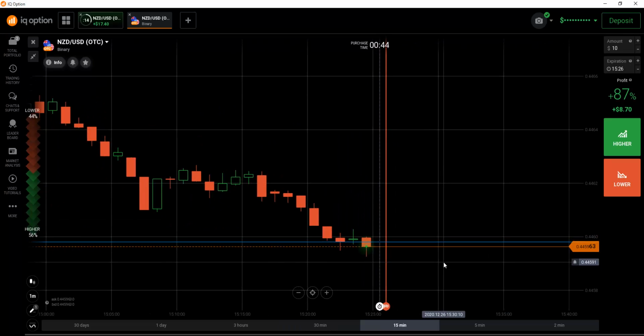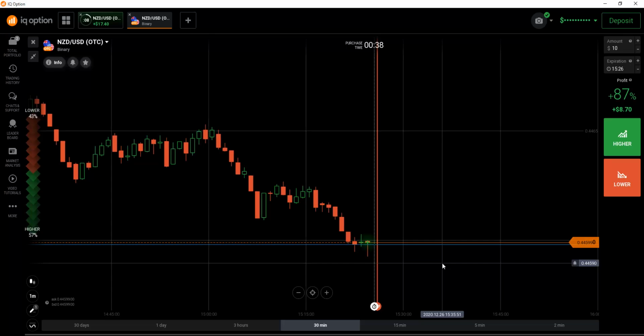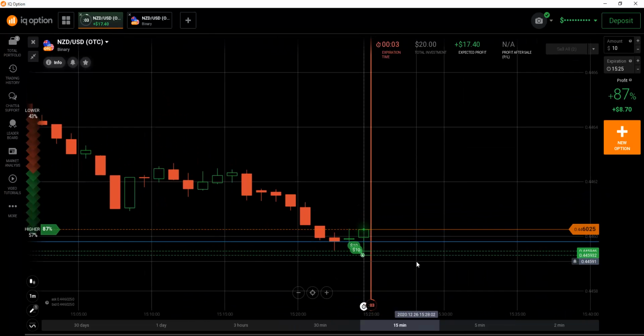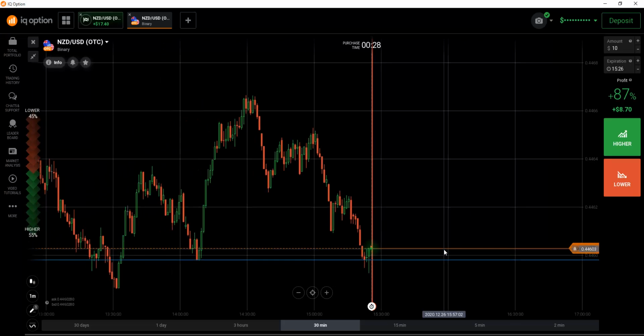Also you can see I drew a level. This is a level, and that's why I place this trade. So let's see. Also, if this candle closes as a bearish candle, I can still win because of the entry point. You can see I win these two trades.